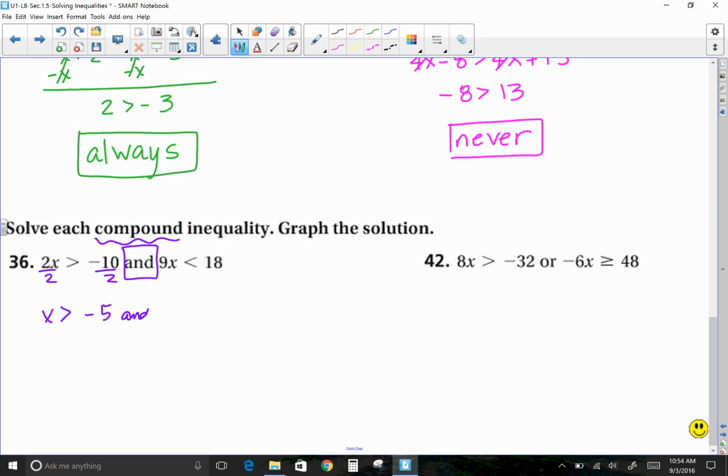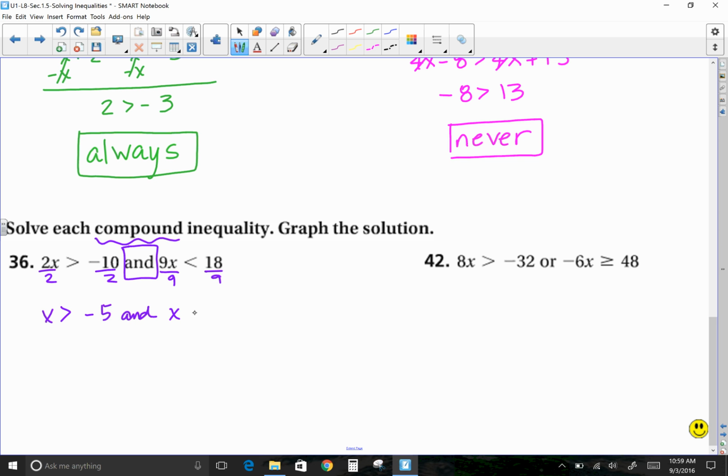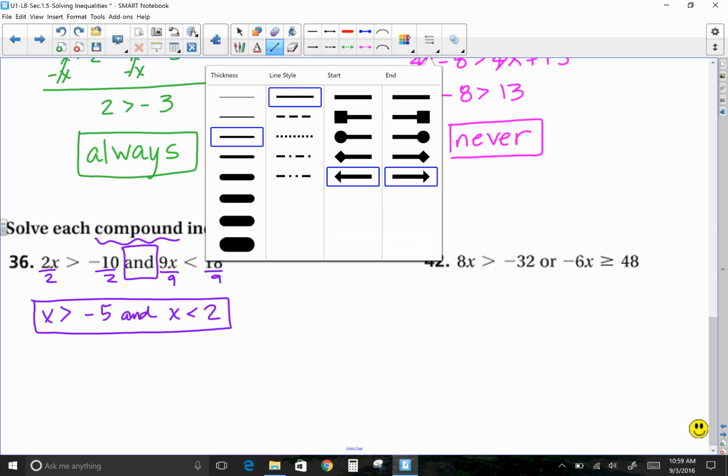You must write the word and in your answer. And then this, I'm going to divide both sides by 9. So when we divide both sides by 9, we'll end up with x is less than 2. We're not dividing by negative numbers, so no need to flip it. So that is our algebraic answer. That's the answer when we solve it, and now we have to graph it.